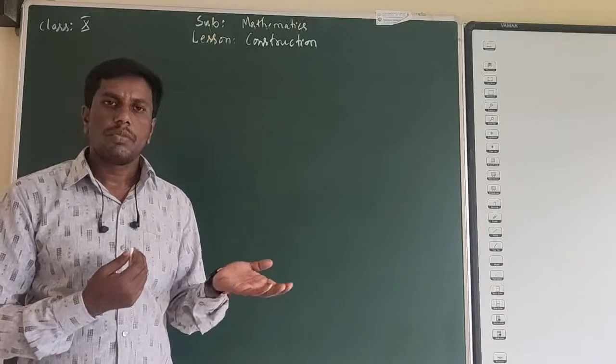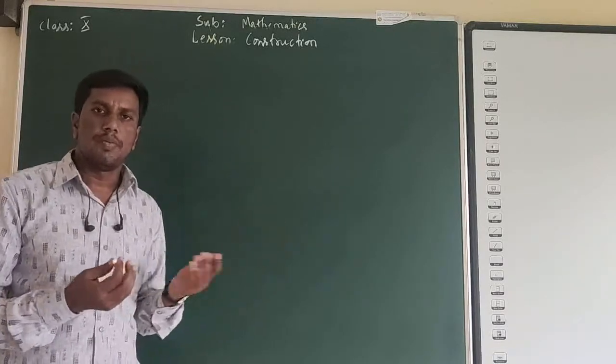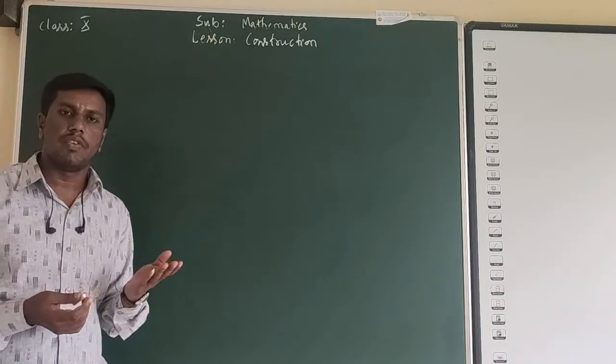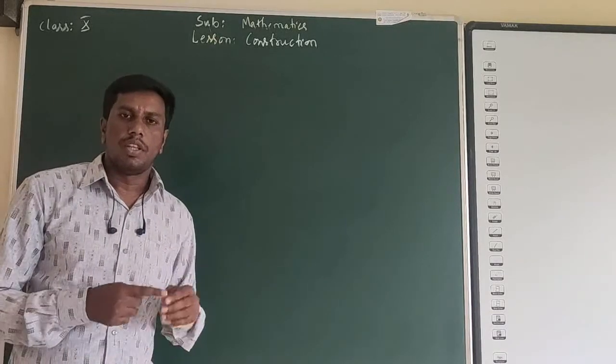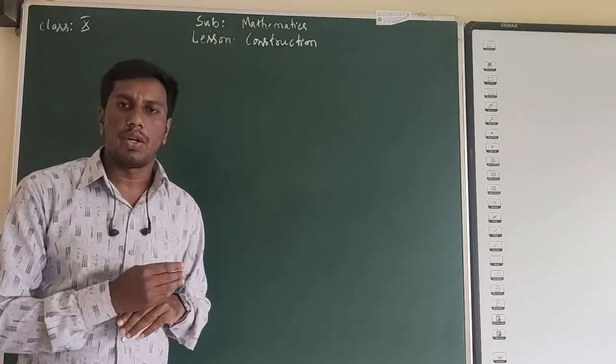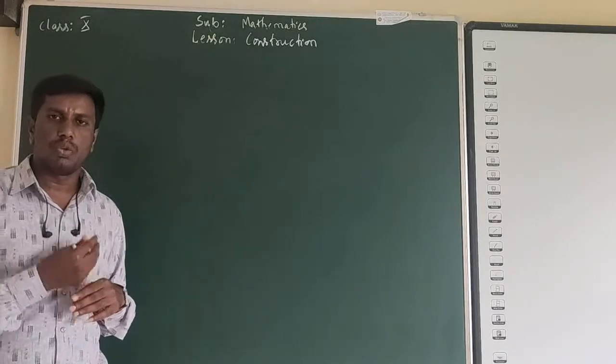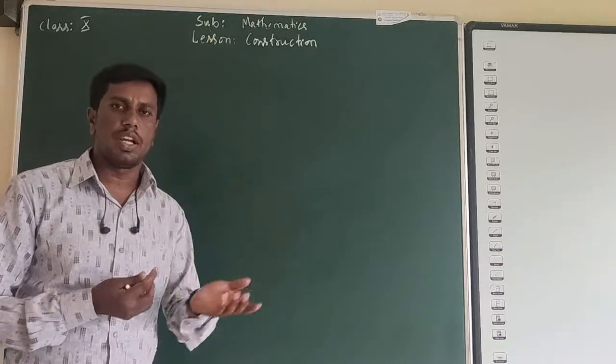Then if they have given the base, that is AB plus BC plus CA, the perimeter, then how to construct a triangle using the perimeter, and they will be giving the two angles. So how to construct a triangle by using these data. Those things we have studied in our earlier classes, right?